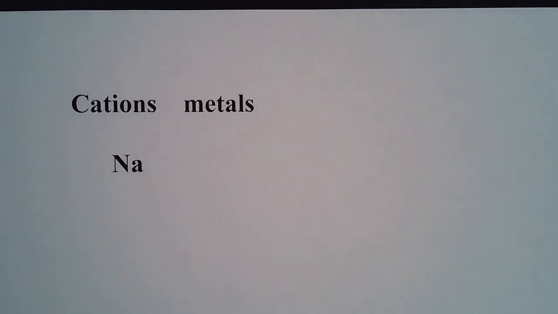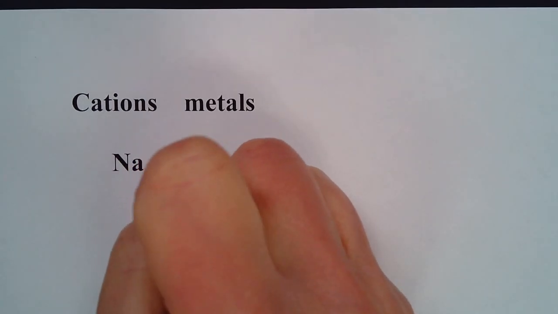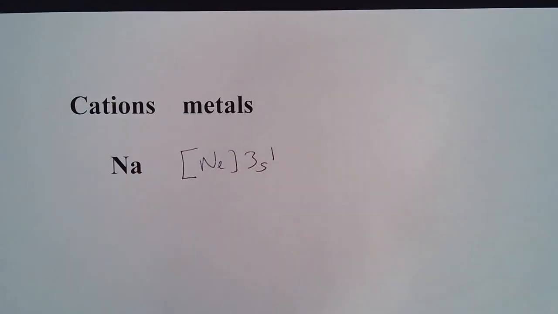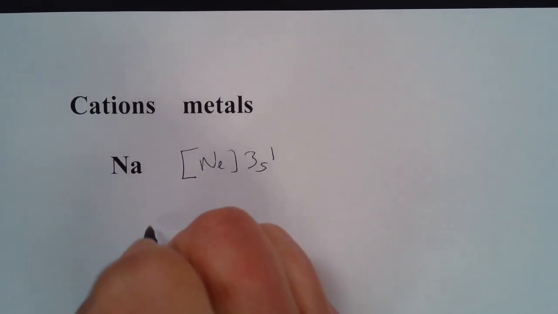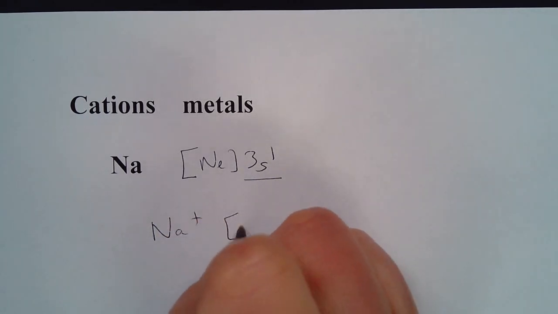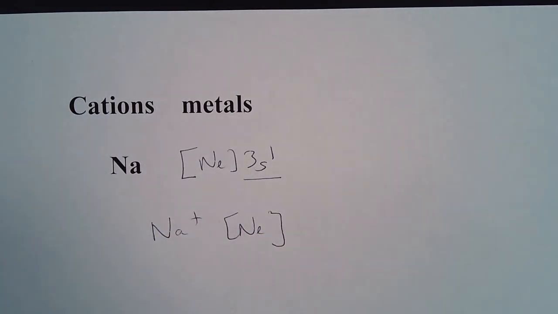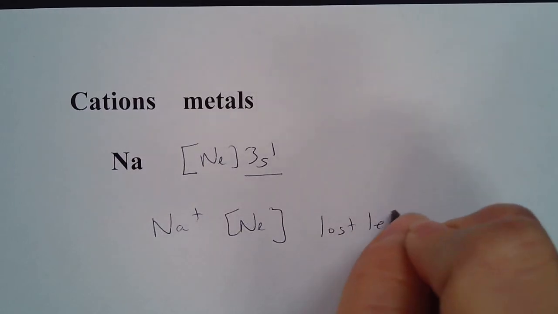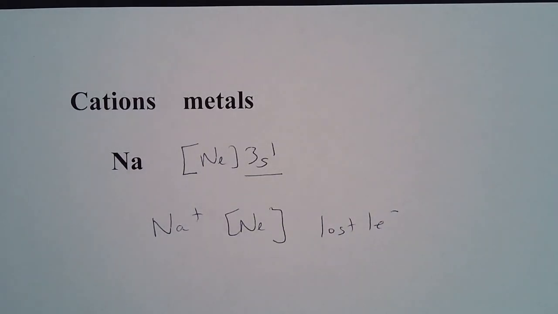So cations are always going to be from metals. So we have sodium ion here, and sodium is going to become a +1 charge. So if I write the noble gas configuration, I will see that sodium is neon 3s1. So of course, sodium ion makes the logical sense that it loses its outermost electrons to become that ion. So it becomes essentially neon. Okay, so we're going to write down lost 1 electron, and we're going to use that for our next part here in a second.